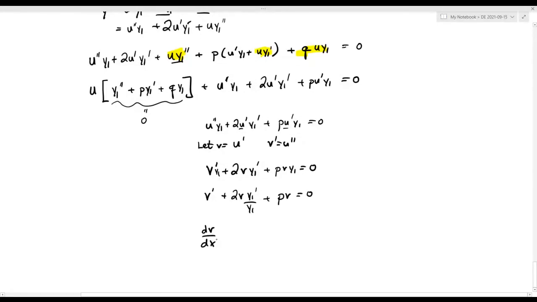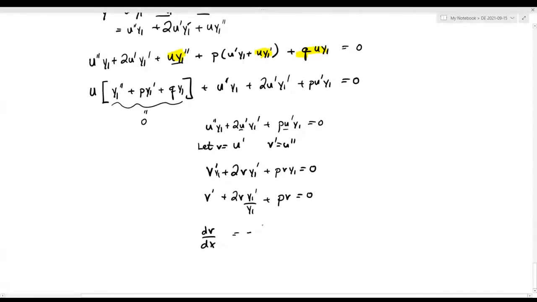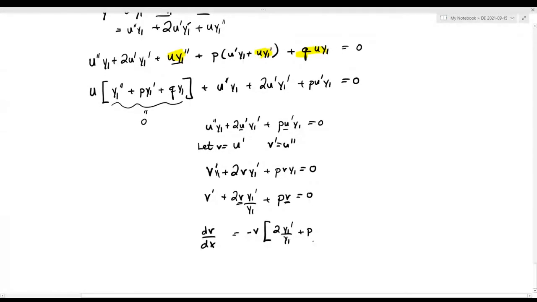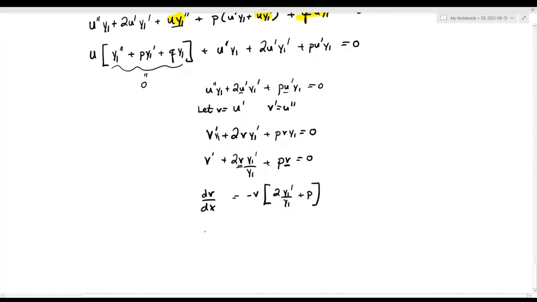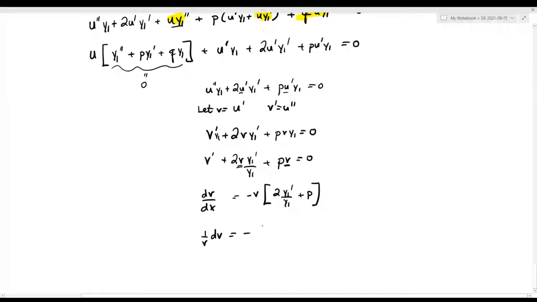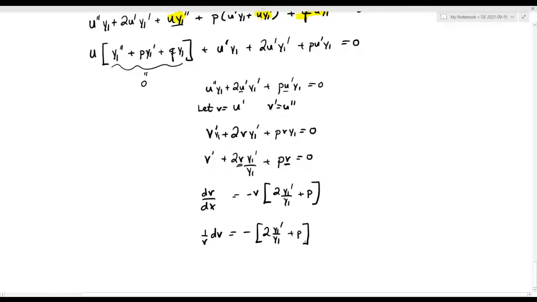So the v prime written that way, bring all the other stuff to either side. You can factor out a v, so v is a common factor. So divide both sides by v, multiply both sides by dx. Now you have to remember that y1 is known, so it's a known function of x, and p is a function of x. So this right-hand side is just all a function of x.